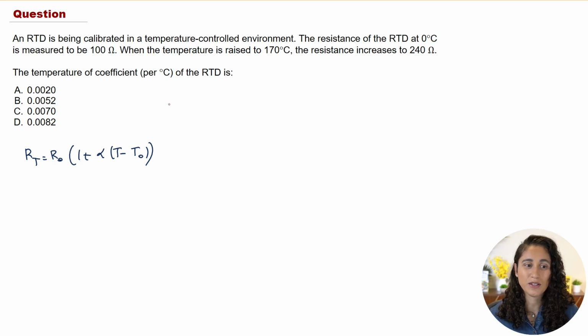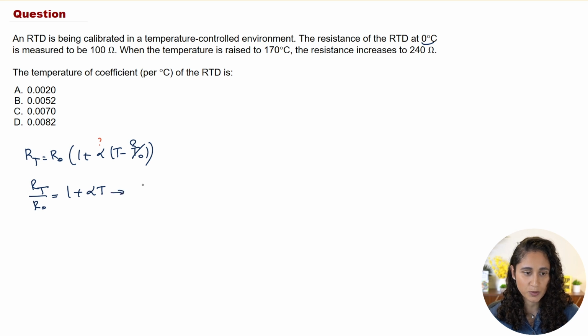Now let's go ahead and rearrange this equation so that we can solve for alpha. We're going to divide R_T by R naught, and this is going to be equal to 1 plus alpha times (T minus T naught). Now, this T naught is 0, so that term is just going to go to 0.